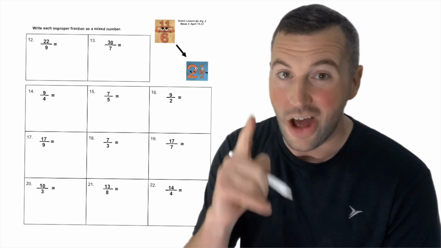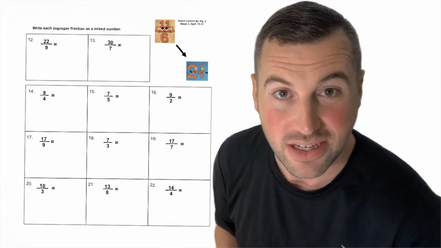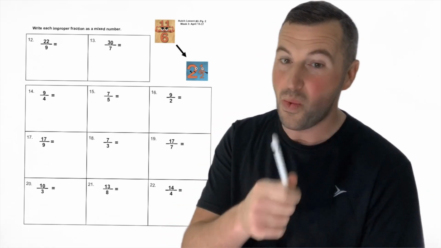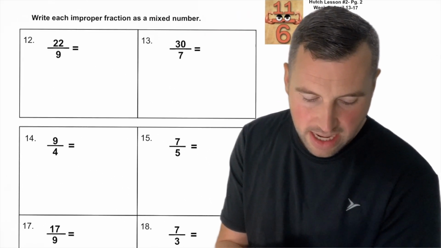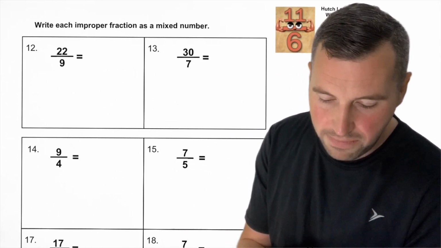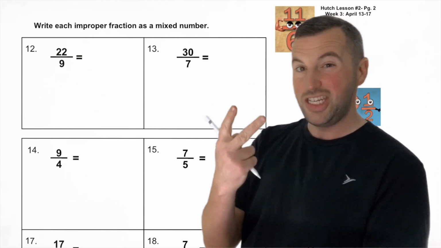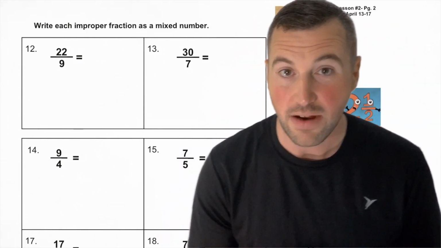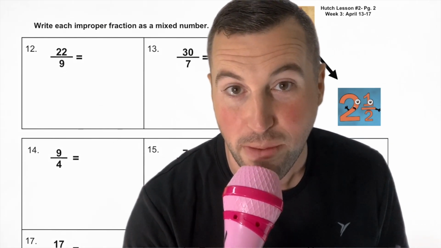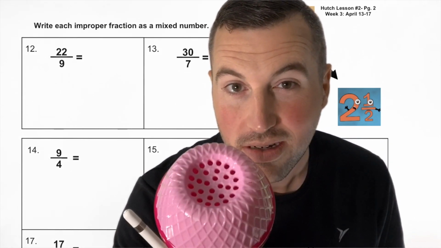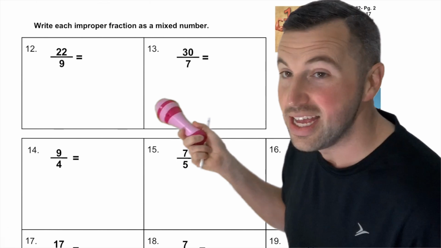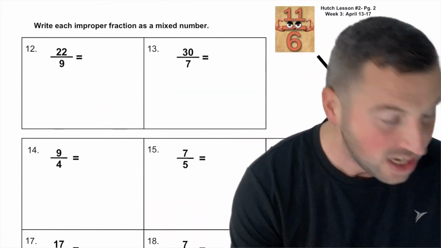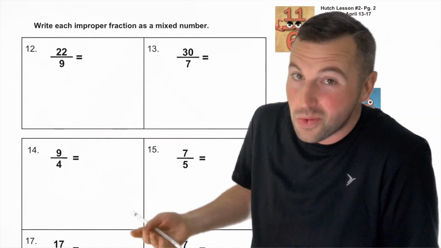And this is done all with some good quality mental math. But again, you have to know what a whole is. So let's look at number 12. Number 12 says 22/9. So again, get my manly microphone out. Name that whole. What is a whole? A whole is 9/9. So you have to know what a whole is for this to work.